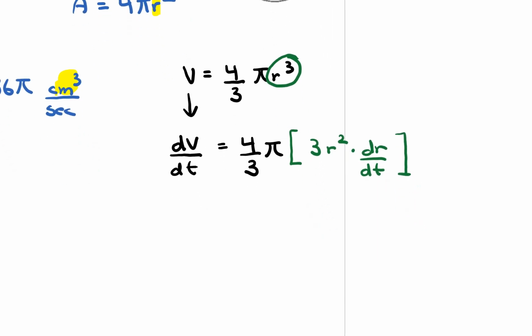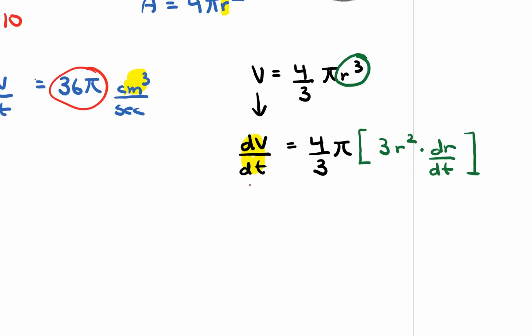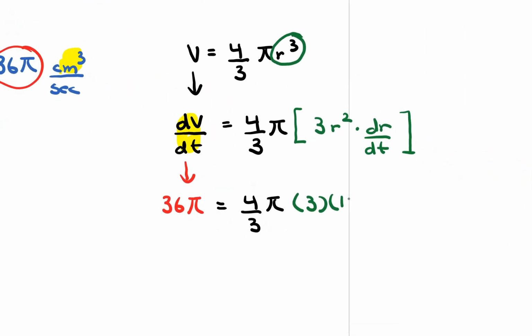All right, so let's go ahead and figure this part out. If I look at dV by dt, we know that's going to be 36 pi. So let's go ahead and insert that in. That's going to be 36 pi, and that's going to equal 4 over 3 pi. And then if I multiply the numbers, there's a 3. And what's my radius? My radius is 10, right? So this will be 10 squared times dr by dt.